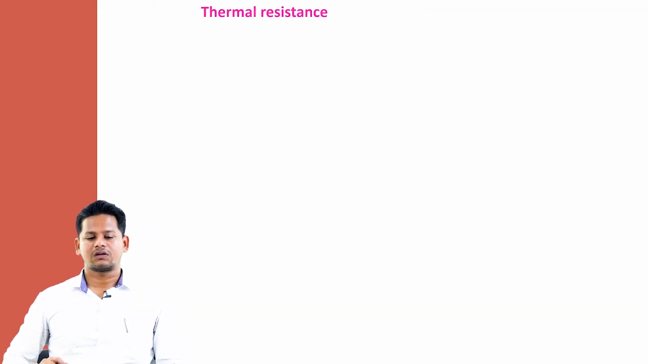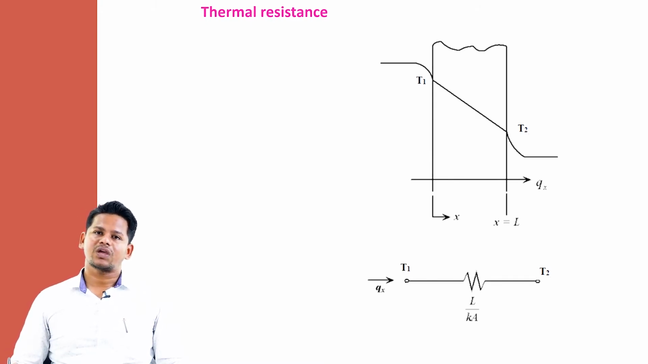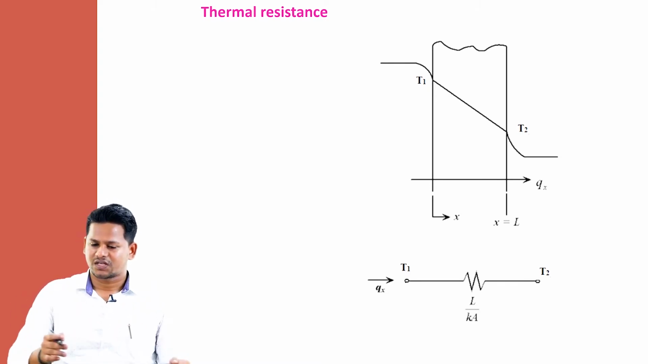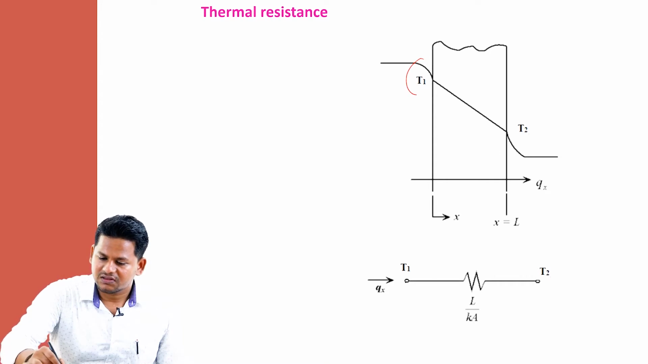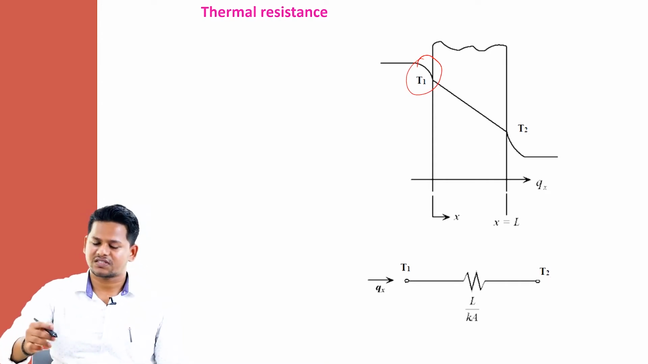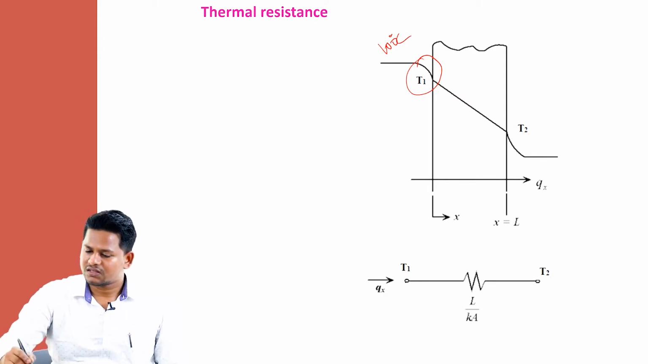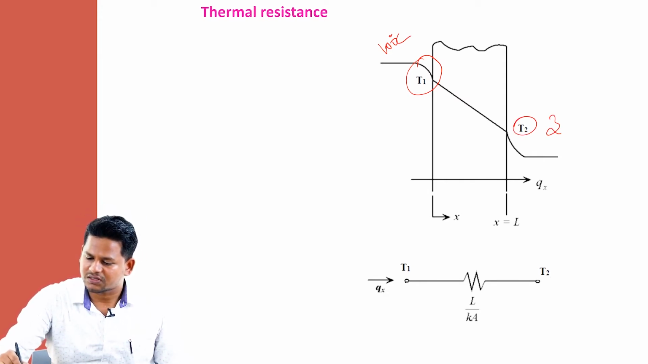So now we are discussing how to find the one-dimensional steady-state heat transfer rate across this plane wall, a homogeneous plane wall, not composite. See here, the temperature is T1 at one surface, where the temperature is maximum. Let us assume this is at 100 degrees Celsius. And here the temperature is minimum. Let us assume this is at ambient temperature, 30 degrees Celsius.